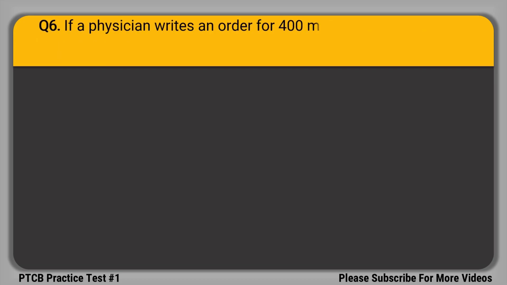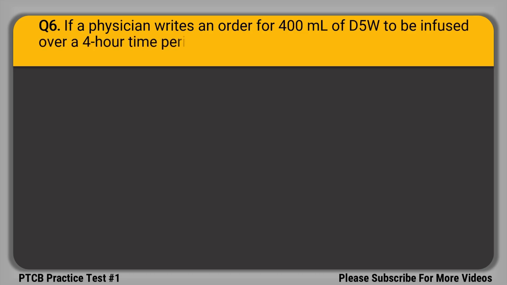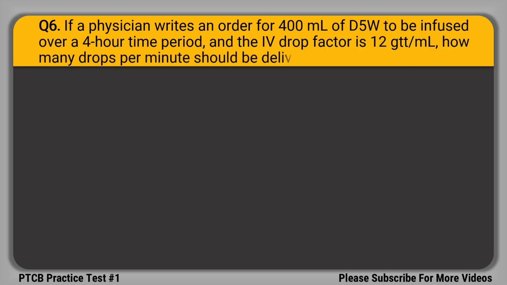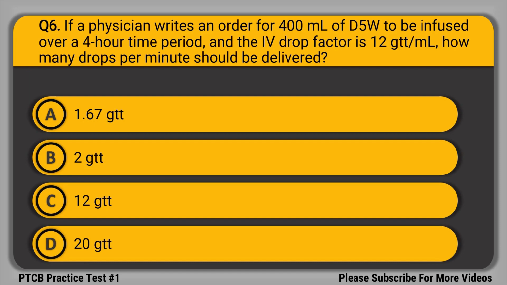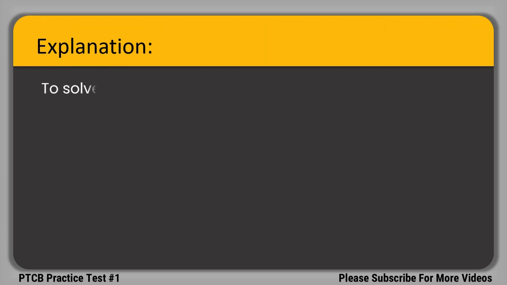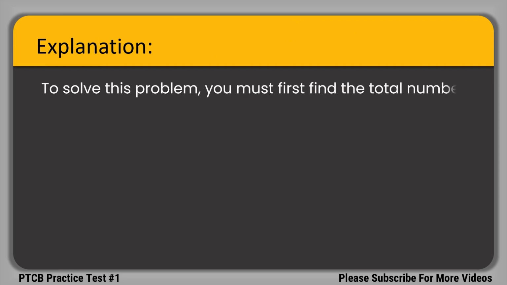Question 6. If a physician writes an order for 400 milliliters of D5W to be infused over a 4-hour time period, and the IV drop factor is 12 drops per milliliter, how many drops per minute should be delivered? A. 1.67 drops. B. 2 drops. C. 12 drops. D. 20 drops. D. 20 drops.